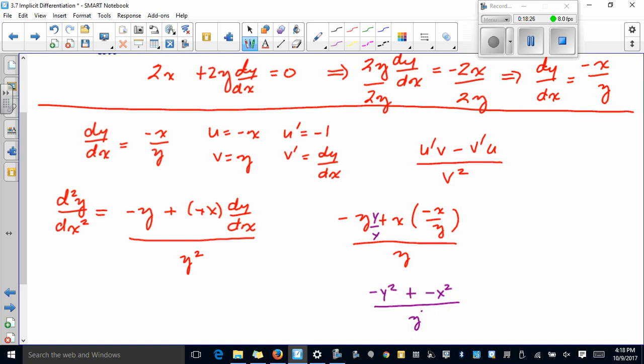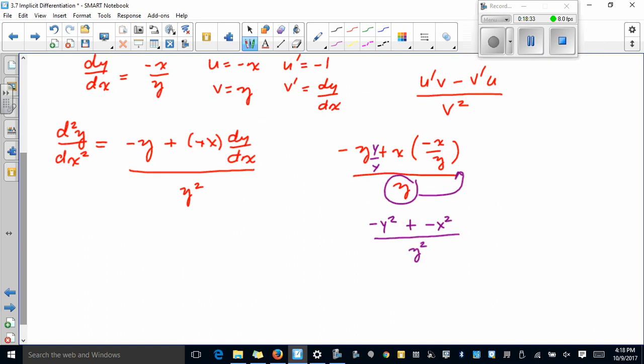Now I want you to watch really closely what we got going on here. Because if I throw the negative out, I have x squared plus y squared all over y squared. But go back to your original equation. Your original equation said x squared plus y squared equals 25.